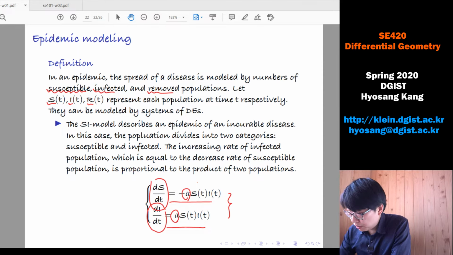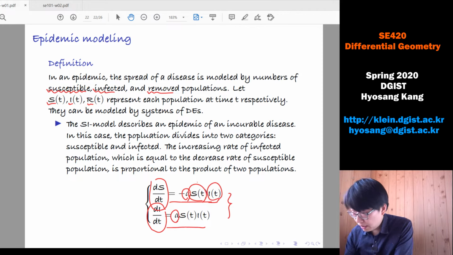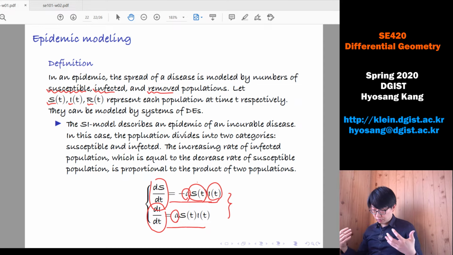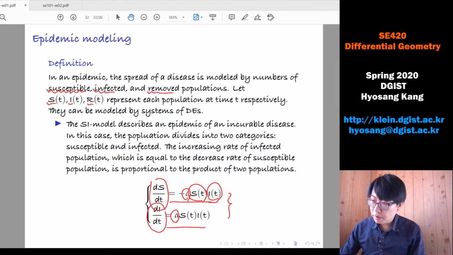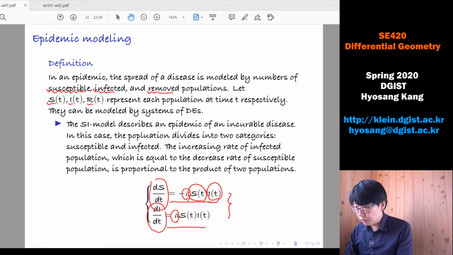It's also proportional to the number of susceptible and infected at the same time, because in order to spread the disease, you have to interact with susceptible people and infected people. So it depends on the product of the number of people in the two groups.